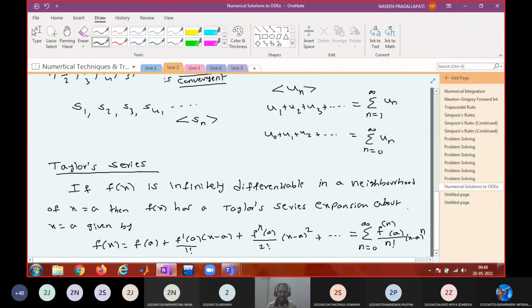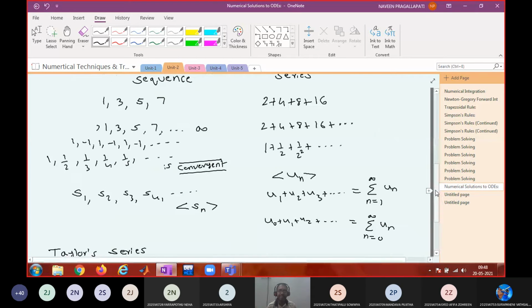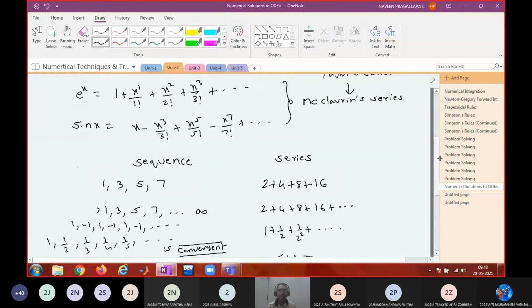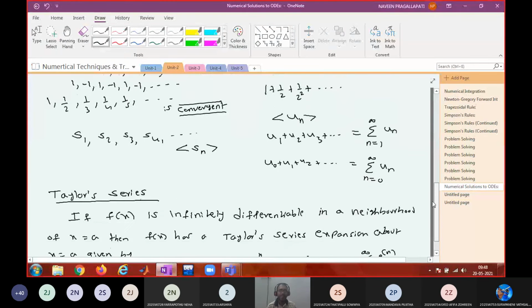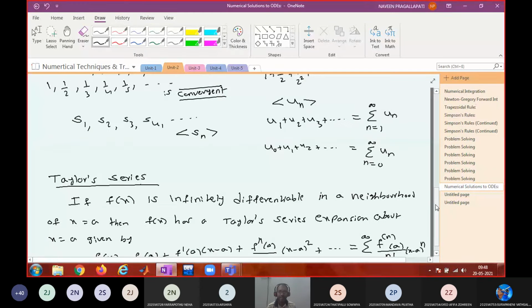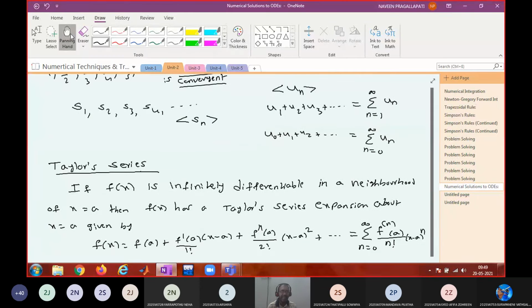So that is what is called a Taylor series. Okay. So if you have a function which is infinitely differentiable, remember a function need not be differentiable. Even if it is differentiable, it need not have a second order derivative. Even if the second order derivative exists, the third order derivative may not exist.